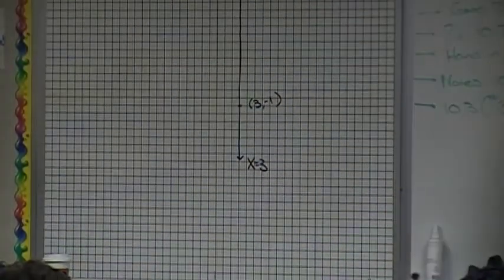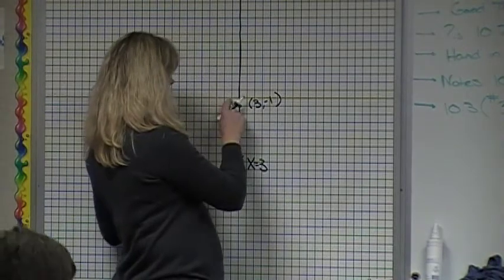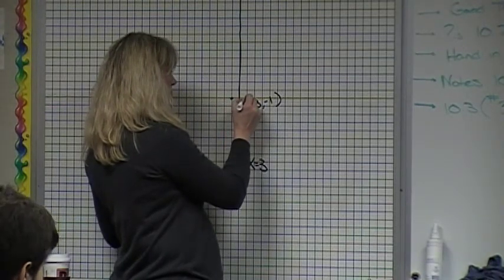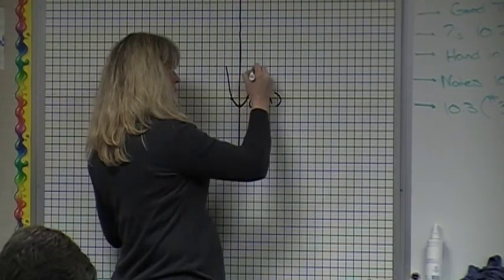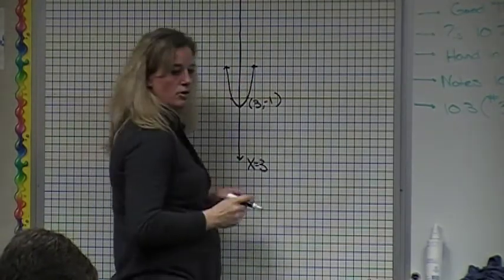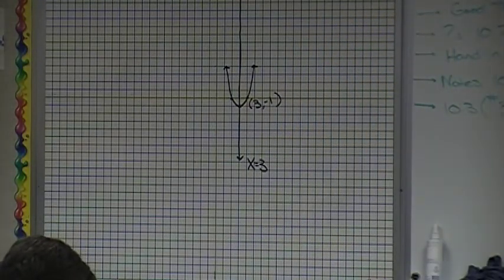And then here are my two solutions, 2 and 4. I go over to 2 on my x-axis and plot a point, and I go over to 4 and plot a point, and there is my parabola. How many points did my parabola cross the x-axis at? 2. So how many solutions do I have? 2. And what are they? 2 and 4.